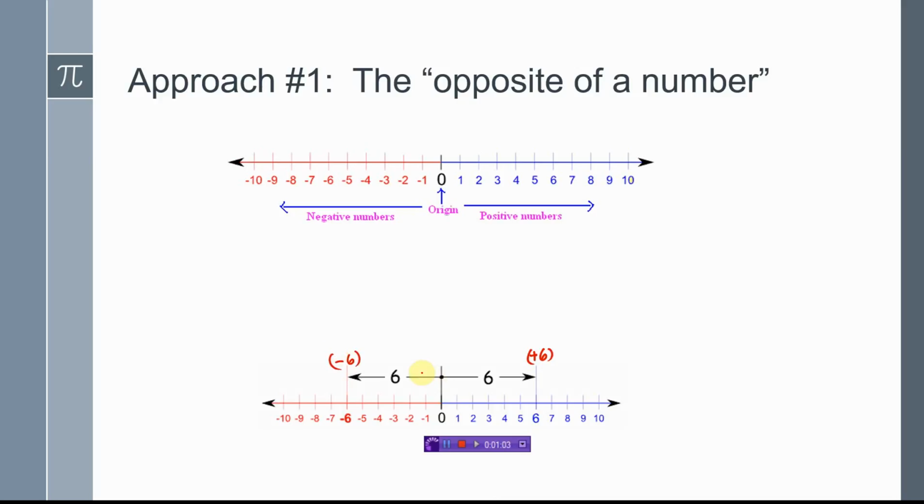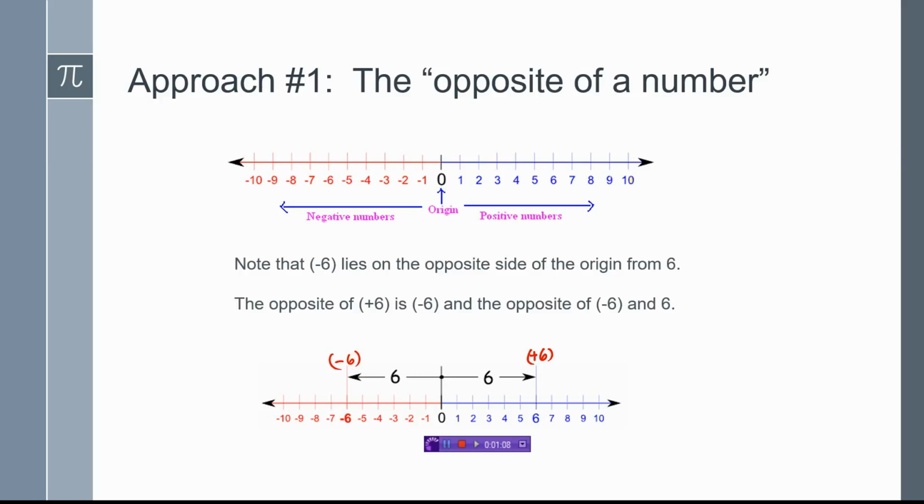Now, because these are equal distances from the origin, we will say that the opposite, or negative 6, lies on the opposite side of the origin from 6. So the opposite of positive 6 is negative 6. And likewise, the opposite of negative 6 is 6. Right, so let's continue a bit.